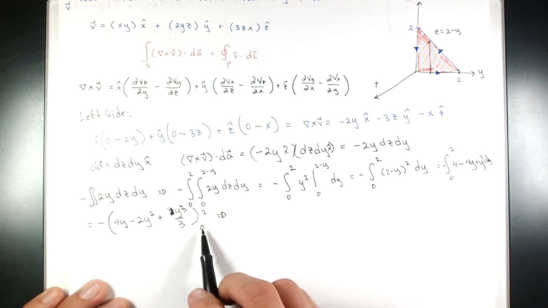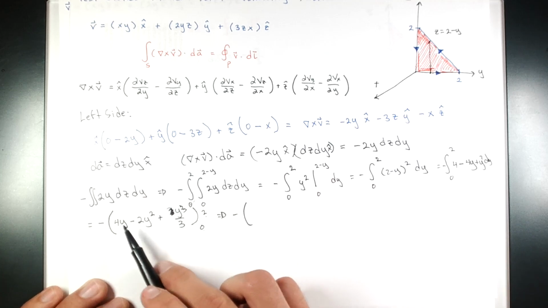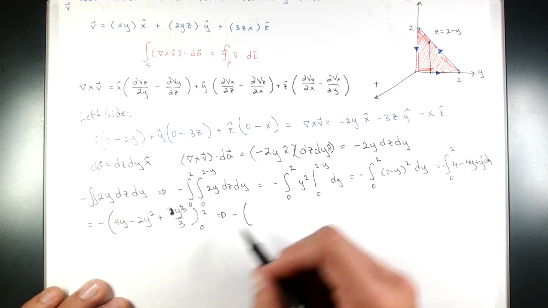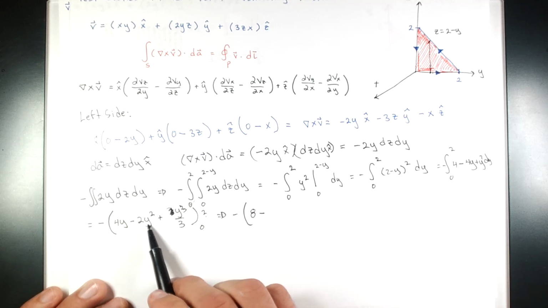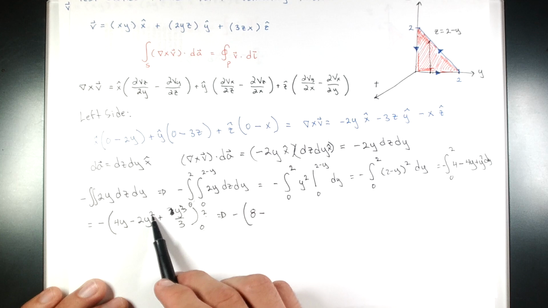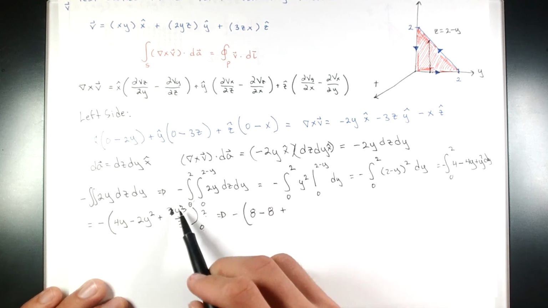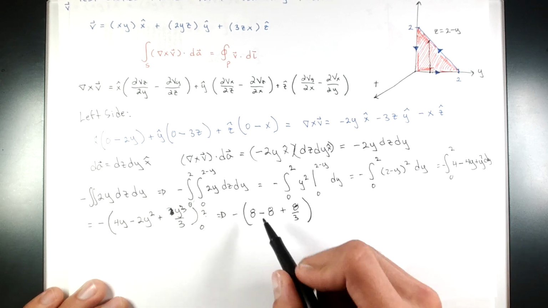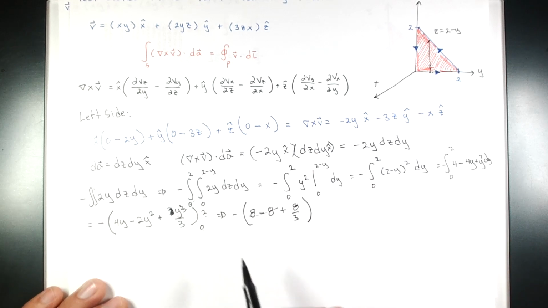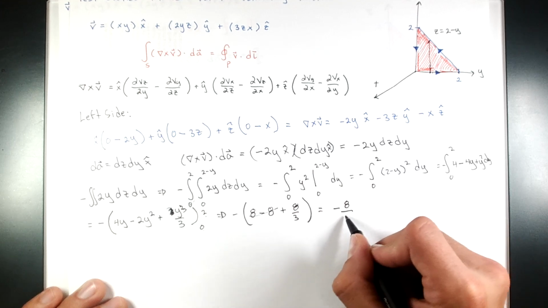The 0 term doesn't matter, so we're just going to have to plug in 2 for every y in here. So we got 2 times 4 is 8, minus 2 times 8 over 3, which is 16 over 3. Working this out, we still have the minus here, so that would be minus 8 over 3.